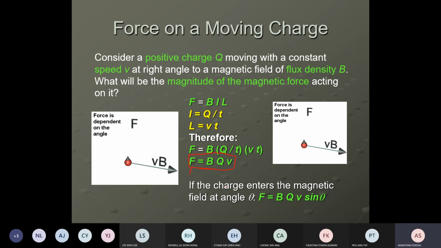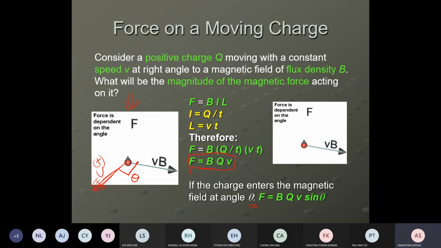But if the charge enters the magnetic field at an angle theta, then the formula becomes BqV sine theta. You can see this diagram, the first diagram on the left. When the V is here, this is the angle theta. It's 90 degrees. So when V is coming out of the page, by using Fleming's left-hand rule, we treat this as a positive charge coming out, so the force will be upwards.